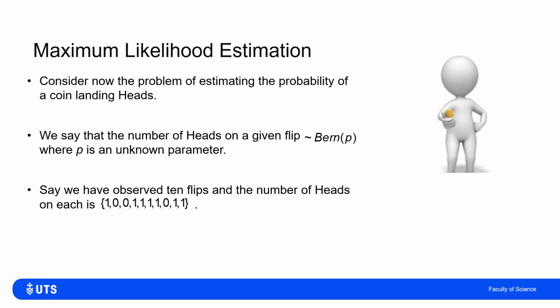Well, the way I would do this is I'd actually get a sample, and let's say the number of heads on the first flip was 1, the number of heads on the second flip was 0, because it landed tails, the number of heads on the third flip was 0, because it landed tails, the number of heads on the fourth flip was 1, because it landed heads, and so on.